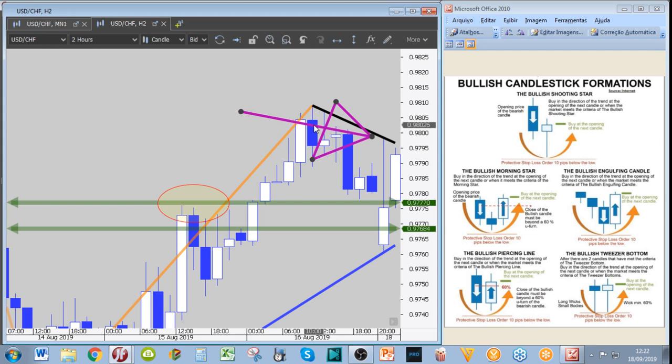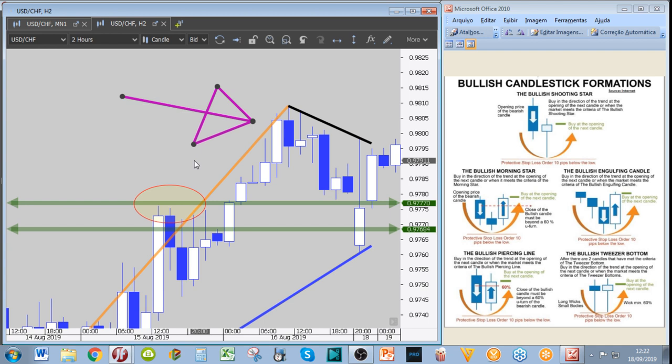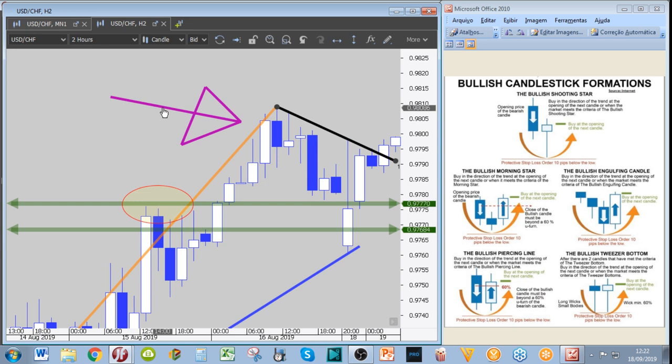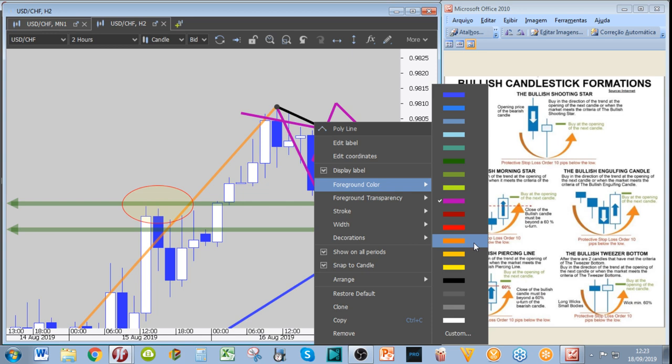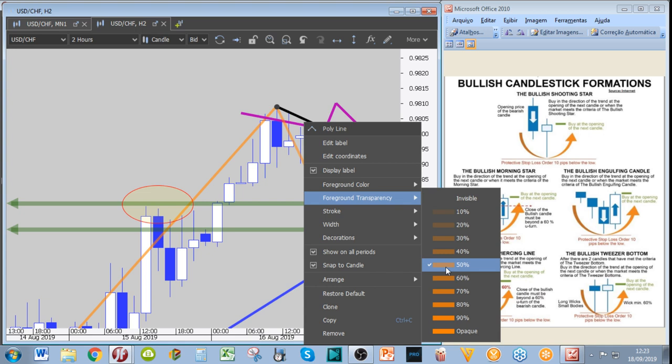So I'm going to wait one more, and right now I have a counter trend line break. Agreed? Okay, so we are going to extend the retracement until here. Okay, it's not confirmed yet, so 50%. We're going to extend the retracement.